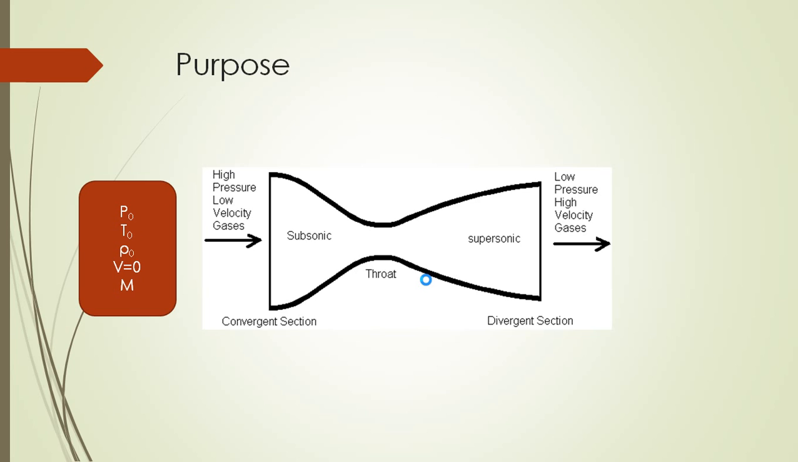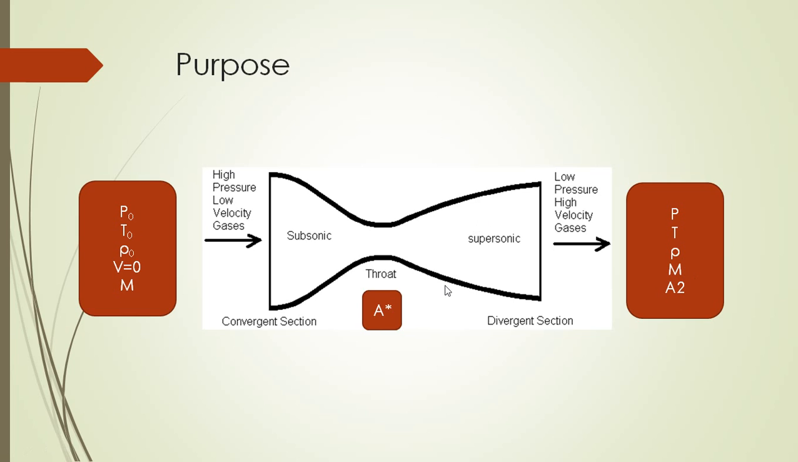As inputs, we usually give stagnation pressure, temperature, and density. The velocity we suppose 0, and then the Mach is also 0. We calculate the properties P, T, pressure, temperature, density, and the Mach at the exit. The area 2 is also an input, which is very important along with the throat area.